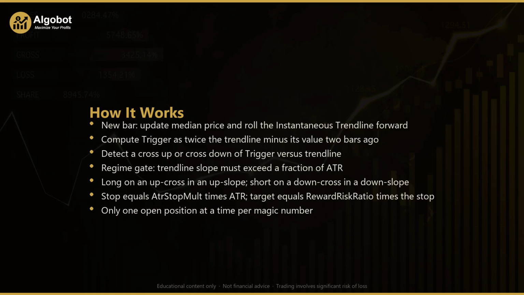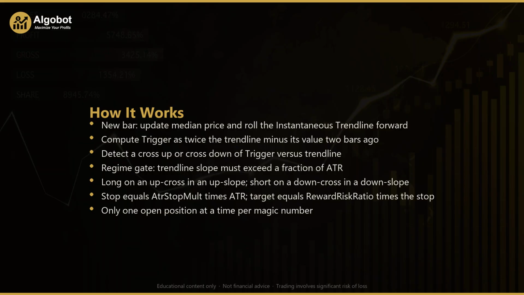A cross-up occurs when the trigger was at or below the trend line on the prior bar and has moved above it on the current bar. A cross-down is the mirror image, where the trigger was at or above the trend line and has dropped below it. A crossover alone is not enough. The strategy then applies its regime gate.